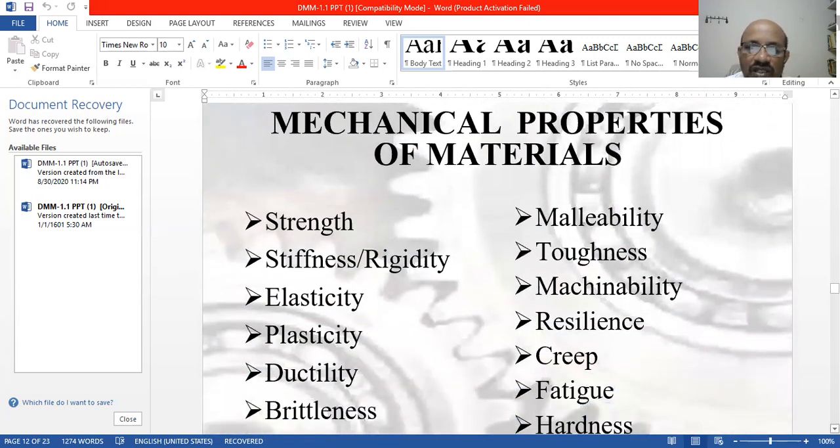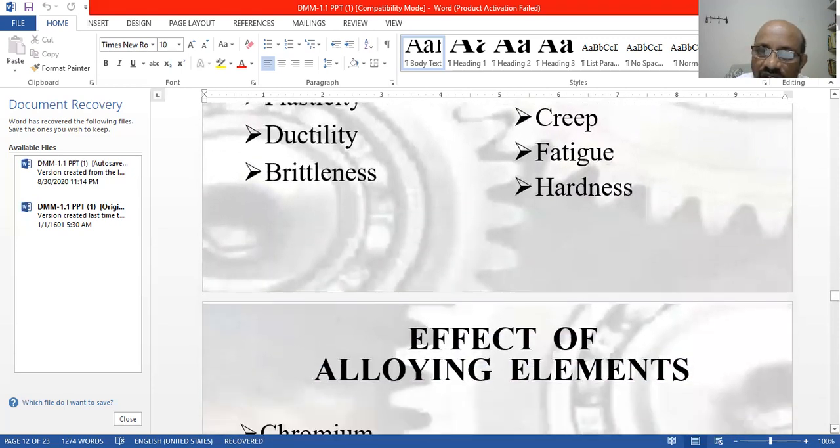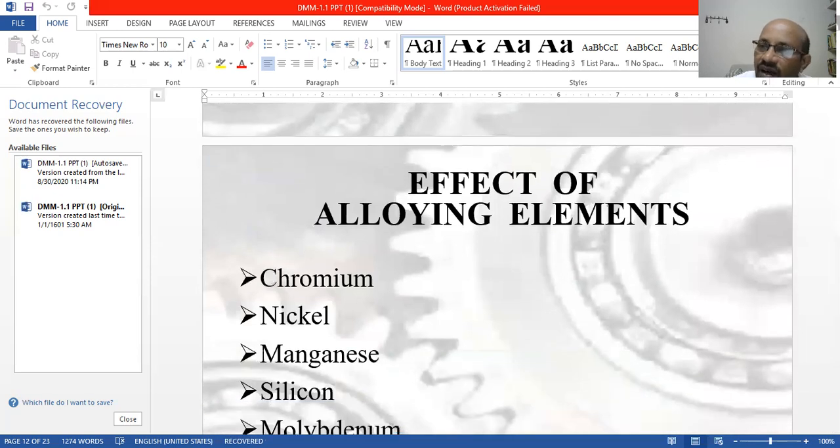So now we will see the mechanical properties of materials. What are the mechanical properties of materials? Strength, stiffness, elasticity, plasticity, ductility, brittleness, malleability, toughness, machinability, resilience, creep, fatigue, hardness. All these things are called mechanical properties.